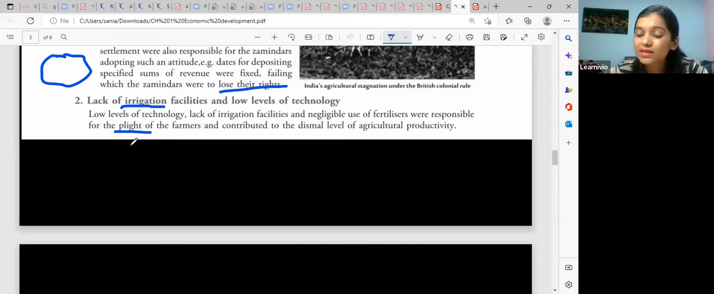Plight means bad condition, or you can say poor condition of farmers, and it contributed to a dismal level of agricultural productivity. Dismal means low level of agricultural productivity.